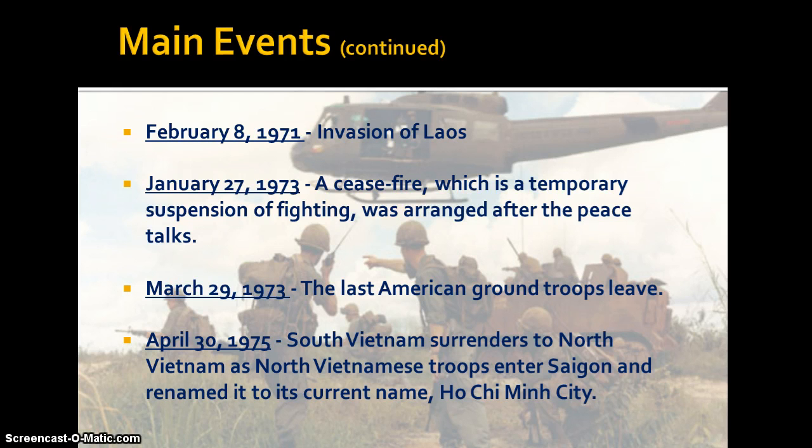January 27, 1973: A ceasefire, which is a temporary suspension of fighting, was arranged after peace talks. March 29, 1973: The last American ground troops leave. Fighting begins again between North and South Vietnam, but the U.S. does not return. April 30, 1975: South Vietnam surrenders to North Vietnam as North Vietnamese troops enter Saigon, which is now called Ho Chi Minh City.